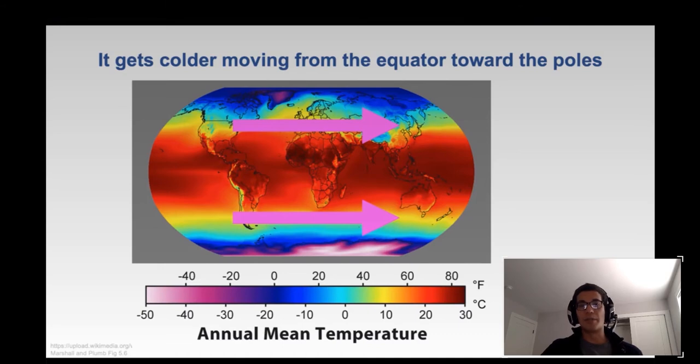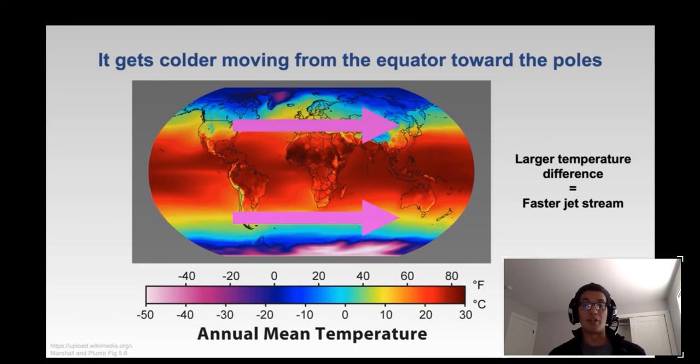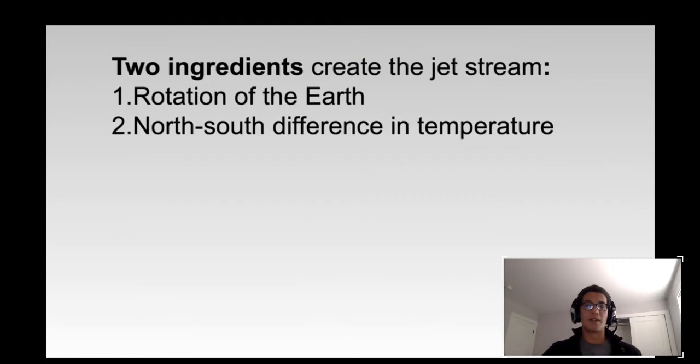So the jet stream is superimposed on top of this. Here's our pink arrows. Notice that there's this north-south temperature difference across the jet stream. That's where it's hotter at lower latitudes and colder at higher latitudes. And in general, a larger temperature difference gives you a faster jet stream, meaning stronger winds in the jet stream. So something we're going to come back to. So those are the two ingredients that you need. It's all you need to create a jet stream on our planet.